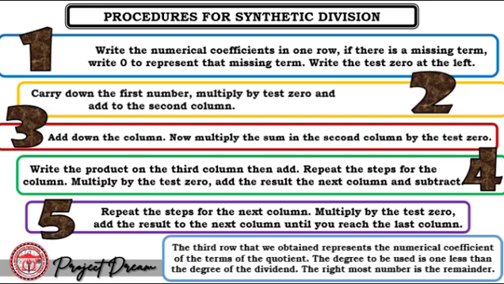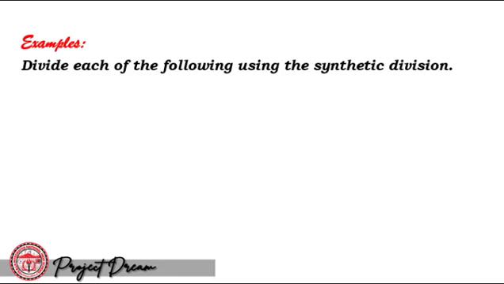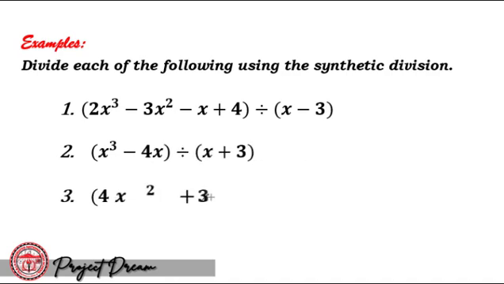At para mas maunawaan ninyo kung paano natin susundin ang mga steps na ito, let us divide each of the following using the synthetic division. So for the first example, we have 2x cubed minus 3x squared minus x plus 4 divided by x minus 3. 2. x cubed minus 4x divided by x plus 3. And for number 3, we have 4x squared plus 3x plus x cubed minus 2 divided by x minus 3. So, simulan na natin sa unang halimbawa.